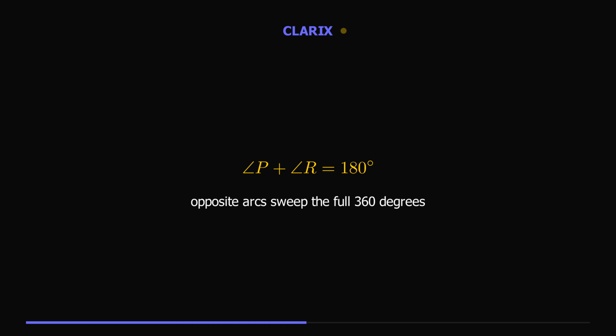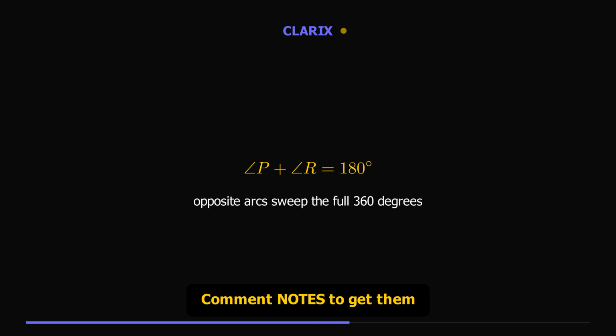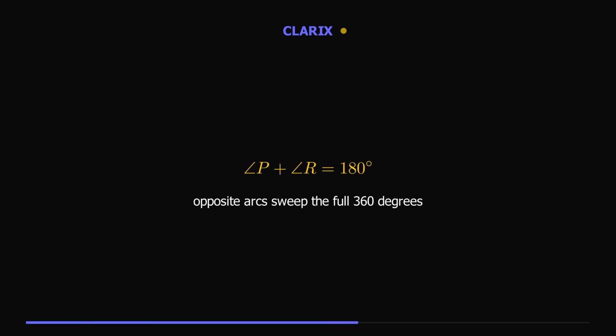Here's why. Each angle is half of the central angle for its opposite arc, and the two opposite arcs together sweep the full 360 degrees around the center. Half of 360 is 180, so the two opposite angles must sum to exactly that. And the reverse holds too. If a quadrilateral's opposite angles add to 180, it's guaranteed to be cyclic.